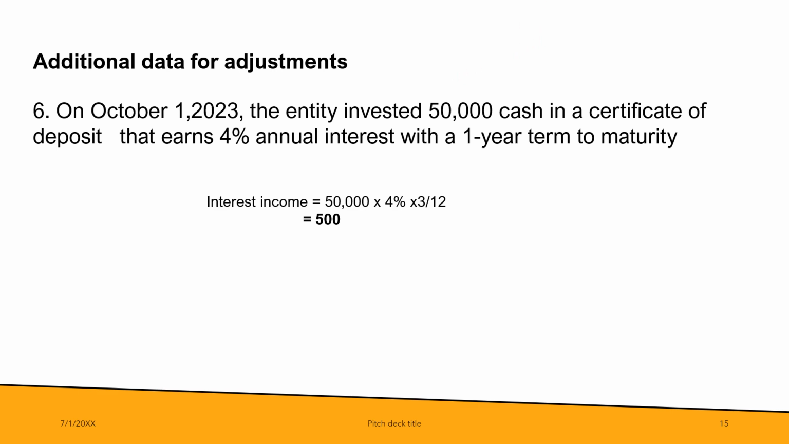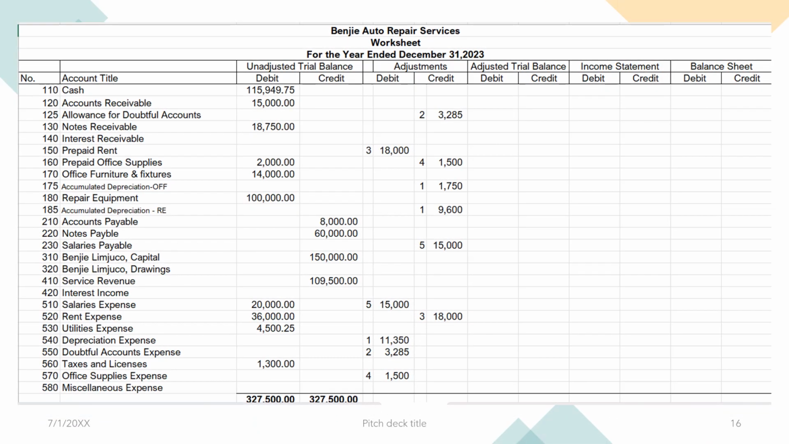And let us post this to our worksheet. We are now on adjusting entry number 6. That's actually interest. So our debit is interest receivable 500 and credit is interest income. So at this point, we have already posted all the adjusting entries. Our adjustments column is already complete.